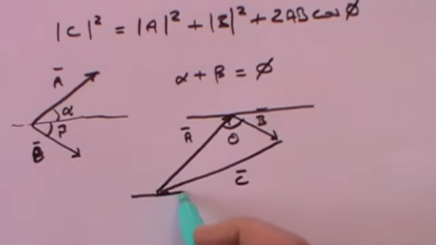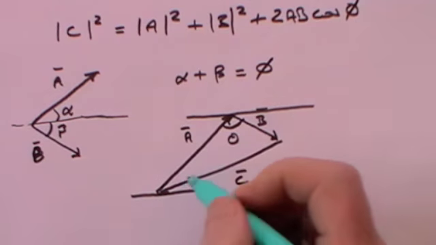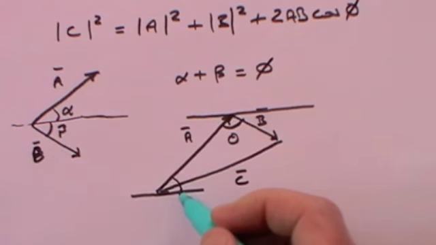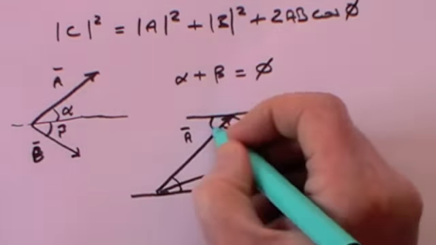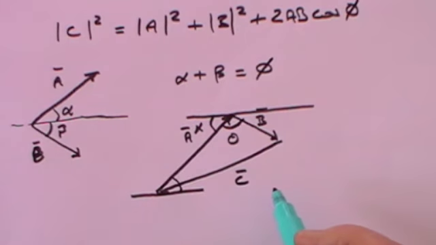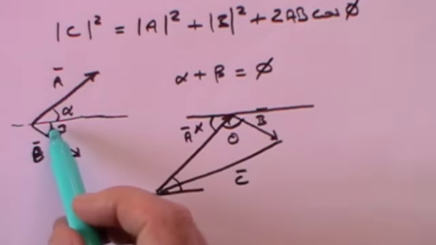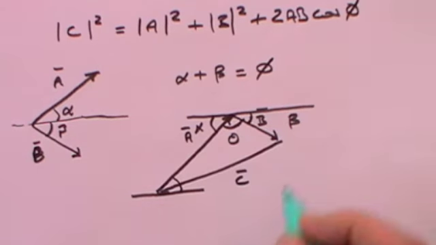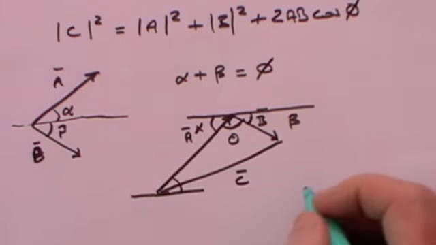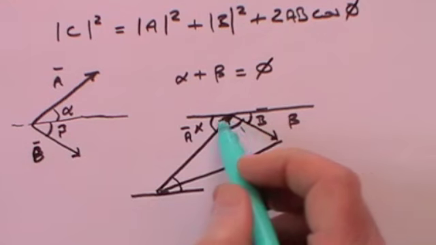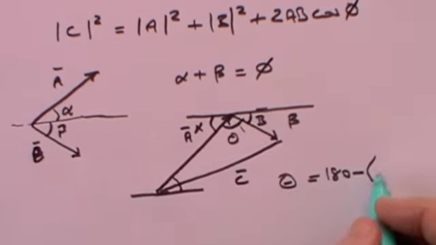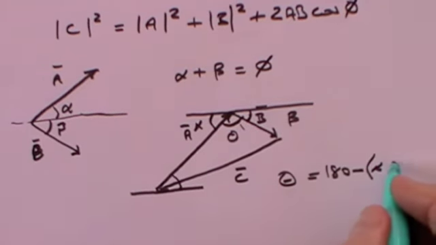You know that the vector A is at an angle alpha to the x-axis. So that angle is alpha, so that angle is alpha. And you know that the vector B is at an angle beta down from the x-axis. So actually this angle here is beta, which means that theta, the one in the middle, is equal to 180 minus (alpha plus beta).